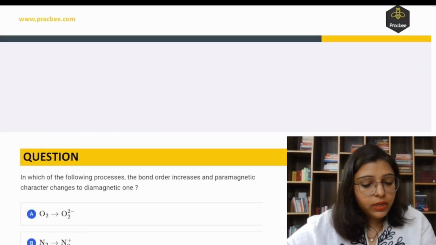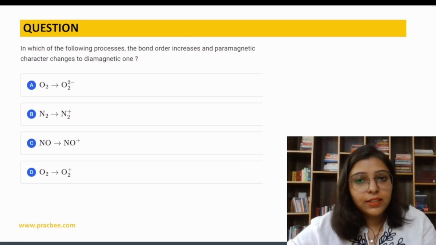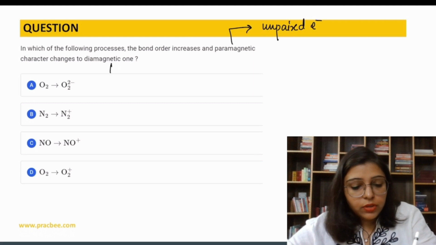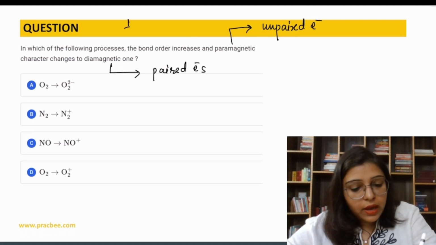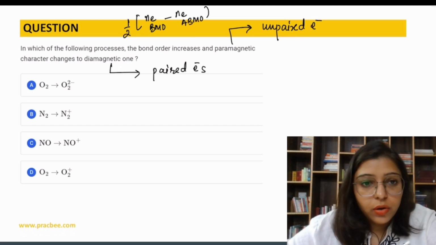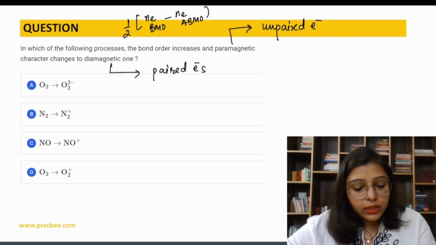Okay, now let's do the next question. In which of the following processes does the bond order increase and the paramagnetic character change to diamagnetic? So see, for the paramagnetic one, we should have unpaired electrons, and for the diamagnetic one, we should have paired electrons. And how to calculate bond order? Half of the number of electrons in bonding molecular orbitals minus the number of electrons in anti-bonding molecular orbitals. So this is how we can find out the bond order. So by using this concept, let's find out the correct answer.